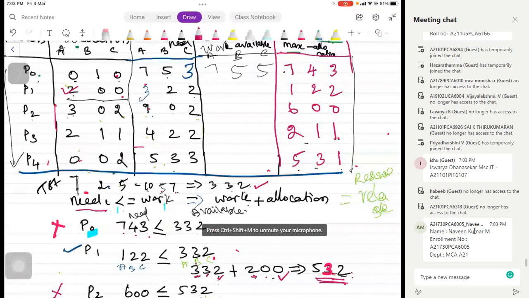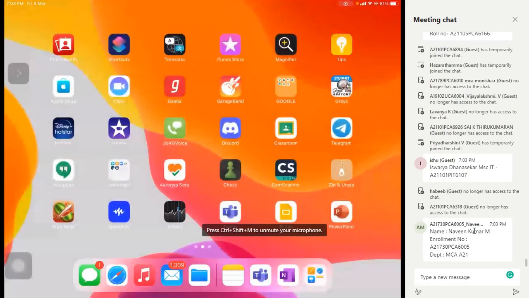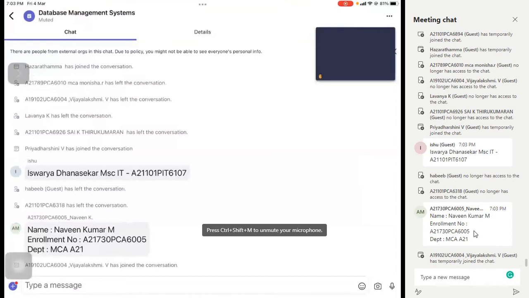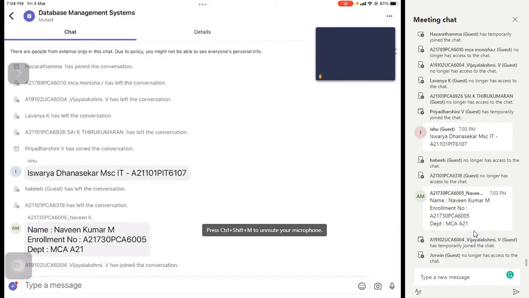Bankers algorithm, is it clear? Guys, is the bankers algorithm clear? Respond anyone. So are you clear on the bankers algorithm? That is deadlock avoidance.